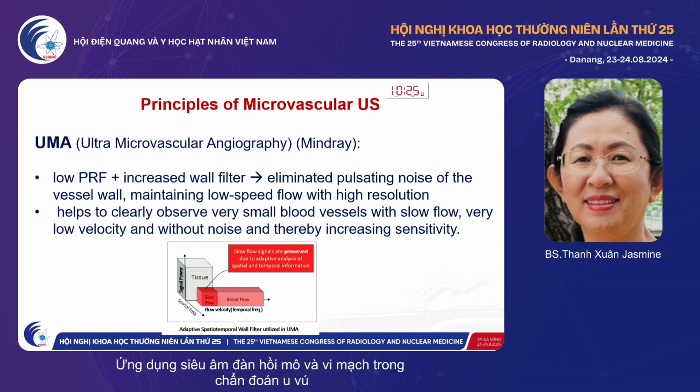Now we move to the principle of microvascular ultrasound. We use UMA, ultra microvascular angiography from Mindray. This technique includes lowering the PRF parameter with increased vessel wall filtering. It helps eliminate the pulsating noise of the vessel wall, maintaining low speed flow with high resolution. It helps to clearly observe very small blood vessels with very low velocity, without noise, and thereby increasing sensitivity.